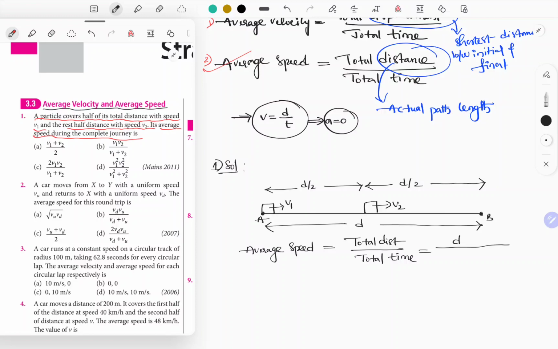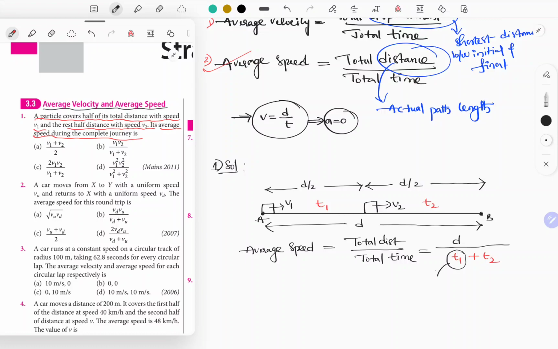Now the total time taken is going to be different because the object is moving with different speeds even though the distance is the same. Even though it is moving half of the distance and half of the distance, the speeds are different. Definitely the time taken to travel half of the distance is going to be different in both cases. Let's say it is going to be T1 and T2. Do I know the time taken? Did they give it in the question? No, they haven't given it. We have to find it out.